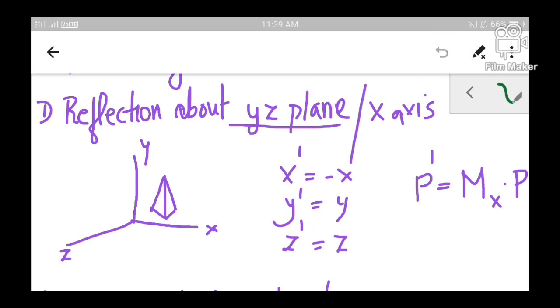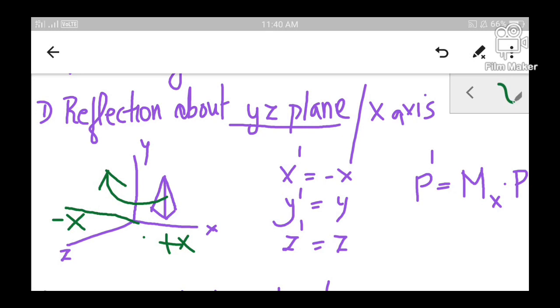Okay, now let us see what happens when reflection takes place about x-axis. See, the 3D object is placed over here. When this 3D object is reflected about x-axis, then definitely the object will be reflected in this side. What is the peculiarity of this side? If this is positive x, definitely this portion will indicate negative x. So from this position, the object will be rotated to 180 degrees and the reflection of the object will be obtained at this position.